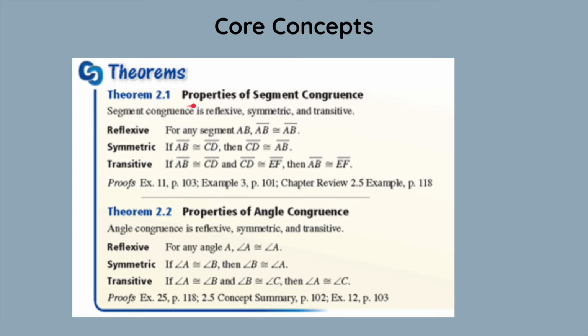So here are some more theorems. Theorem 2.1 is properties of segment congruence. And this one is segment congruence is reflexive, symmetric, and transitive. And here are all the properties. And then we also have Theorem 2.2, which is properties of angle congruence, showing that angle congruence can be reflexive, symmetric, and transitive.